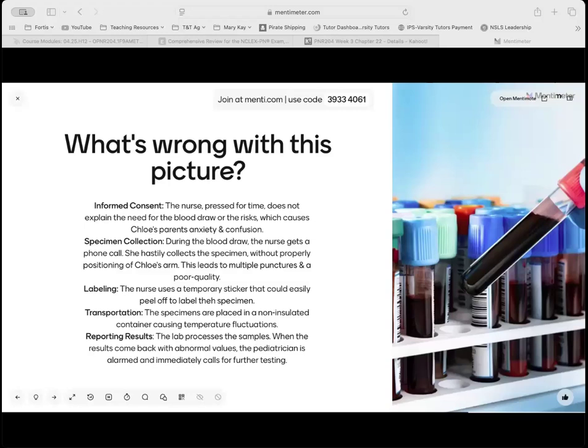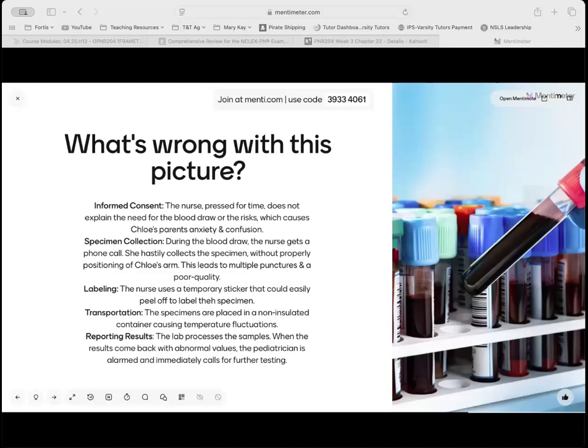Also, when we transport that specimen, we transport it in a non-insulated container, and there are a ton of temperature fluctuations. So assuming that we had done everything right to this point, what happens if we have a bunch of temperature fluctuations to our sample? All of it's trash. Again, we're going to get inaccurate results because we didn't transport appropriately.